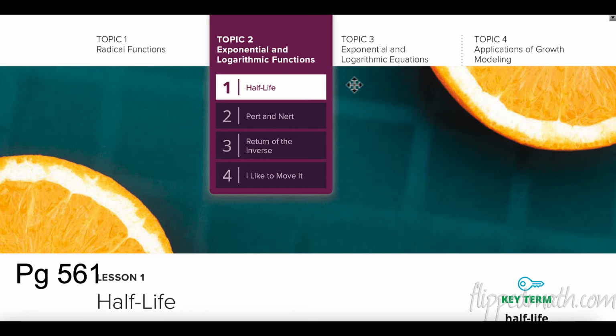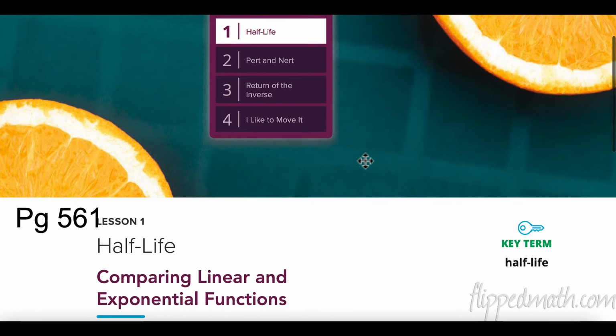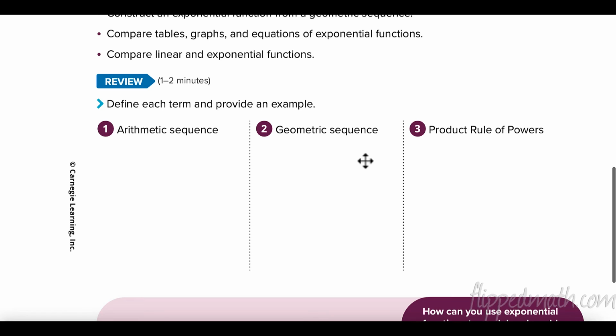All right, today we are in Module 3, Topic 2. We're going to talk about half-life and things like that. Exponential functions, very cool stuff. We're on page 561. I want to go down here real quick and talk about a few things. What is an arithmetic sequence and things like that?